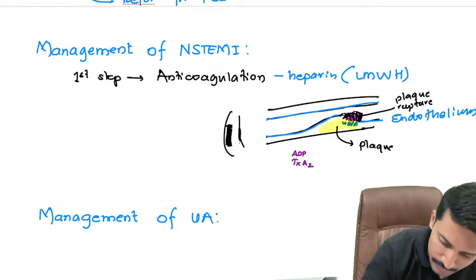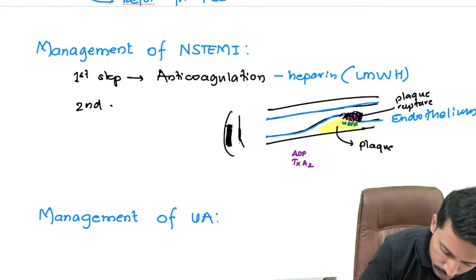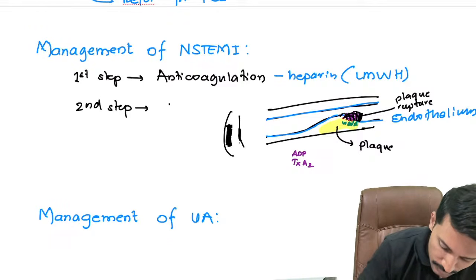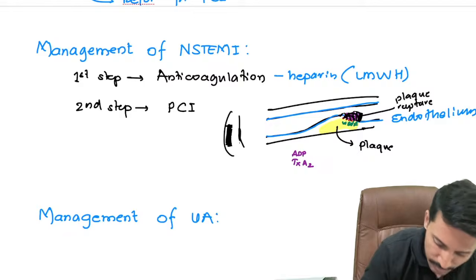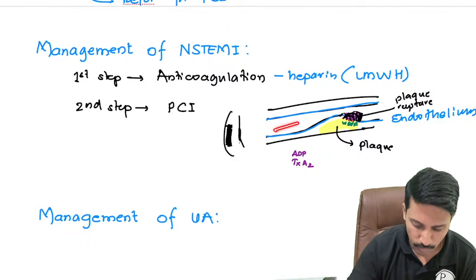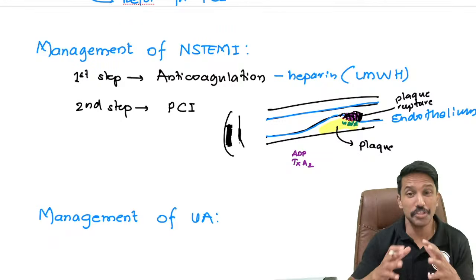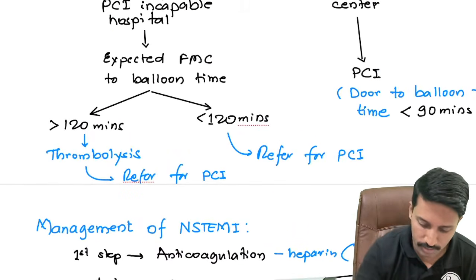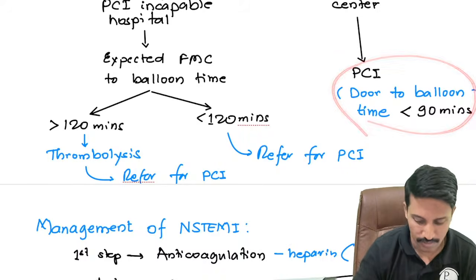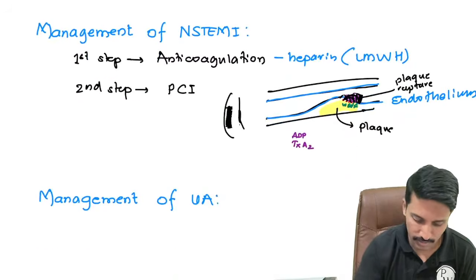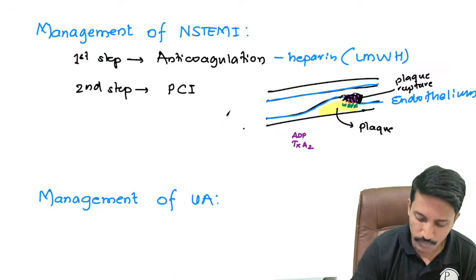So first step is that. Second step is PCI. PCI is angioplasty, right? Put a balloon, dilate, and then put a stent. For that, I don't have to rush to do it within 90 minutes. For the STEMI, we were doing it within 90 minutes. But here, I can do it within 24 hours.